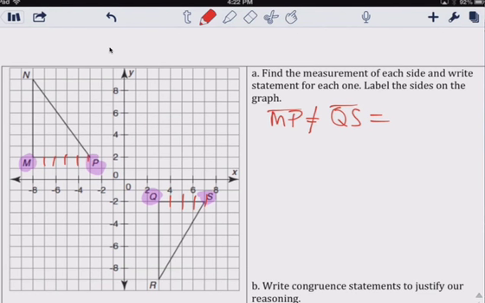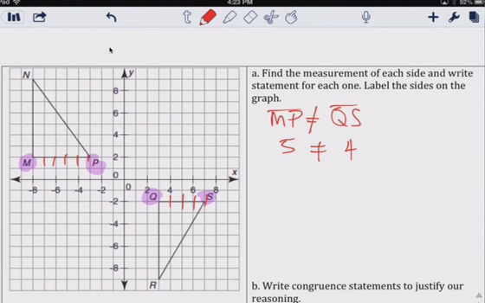Okay, MP is 5, does not equal 4. So that alone makes it not congruent by side, side, side. So here you would write 5 does not equal 4.